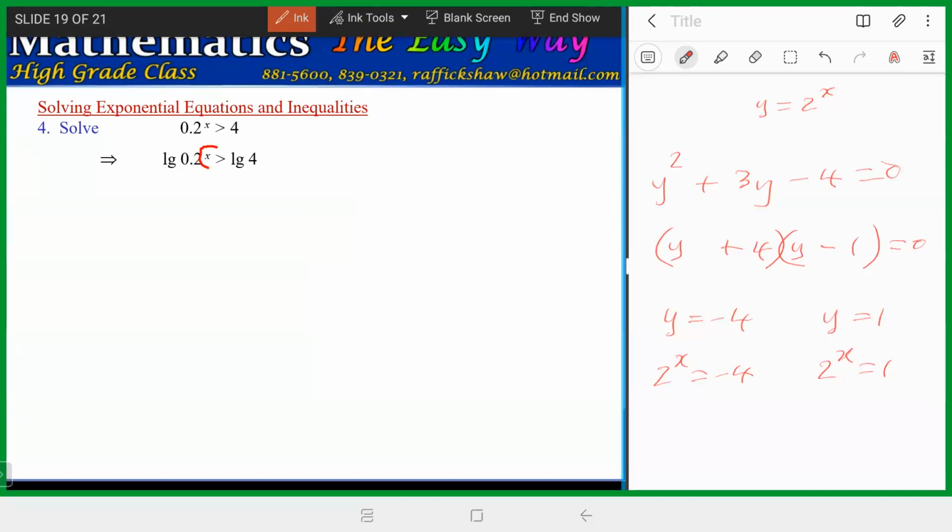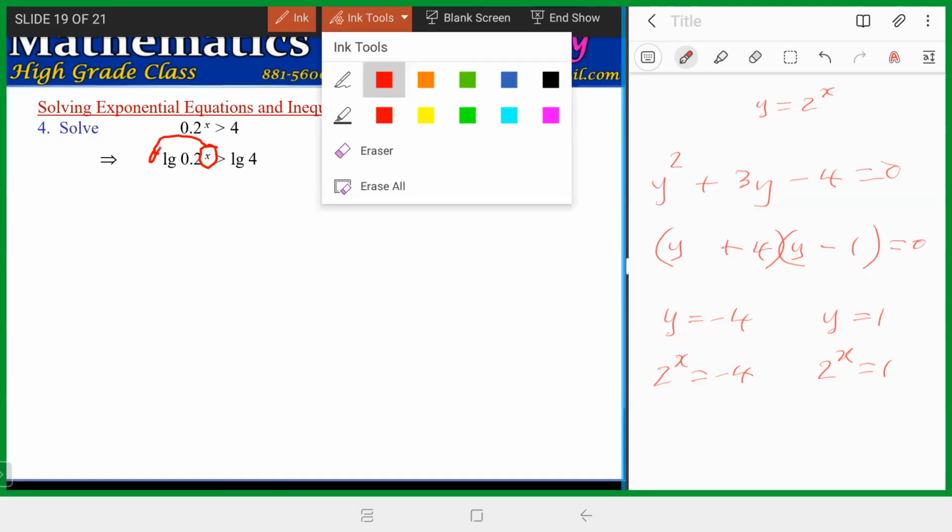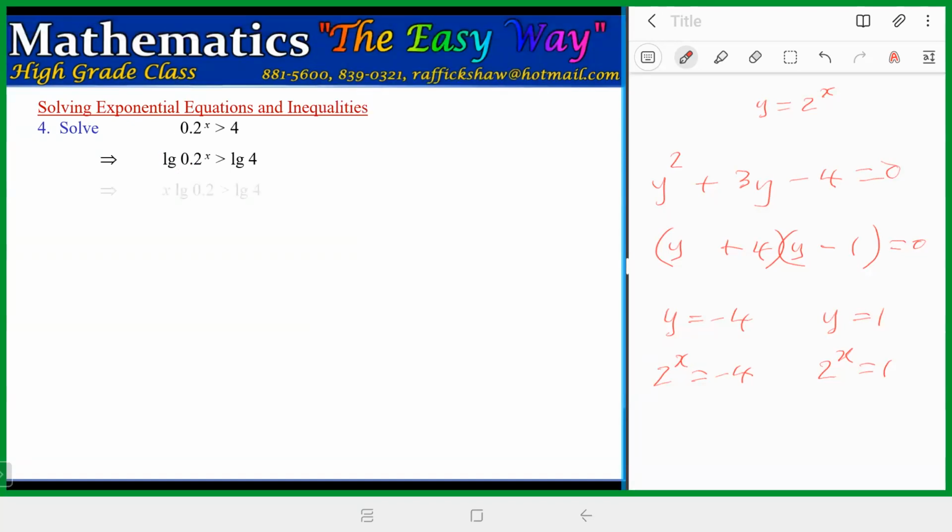We take this x, using the power law, and bring it to the front. The next line, see it there? Then I'm going to divide by the log of 0.2 to make x the subject, but that's an inequality. What do I have to do? If I divide by the log of 0.2, what do I have to do? I have to reverse the inequality sign because the log of 0.2 is a negative number.